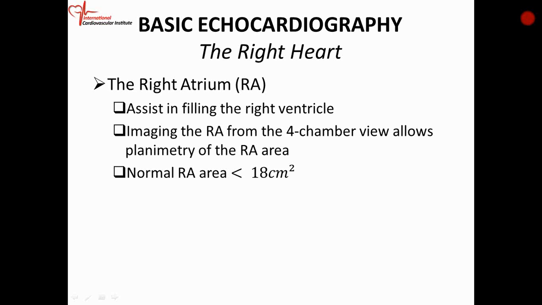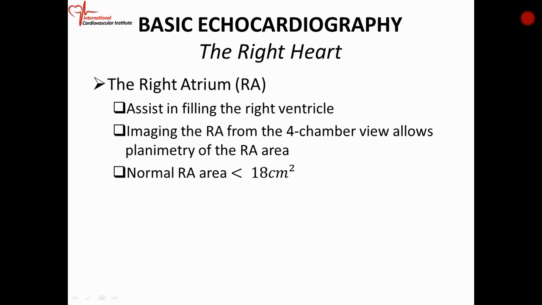right ventricle. You can see the right atrium in the apical four-chamber view, and of course in the subcostal view as well. But when we do planimetry to look at things like the area, it's best to do it in the four-chamber view. But you can also look at the right atrium very well in the subcostal view. All right. Very important.